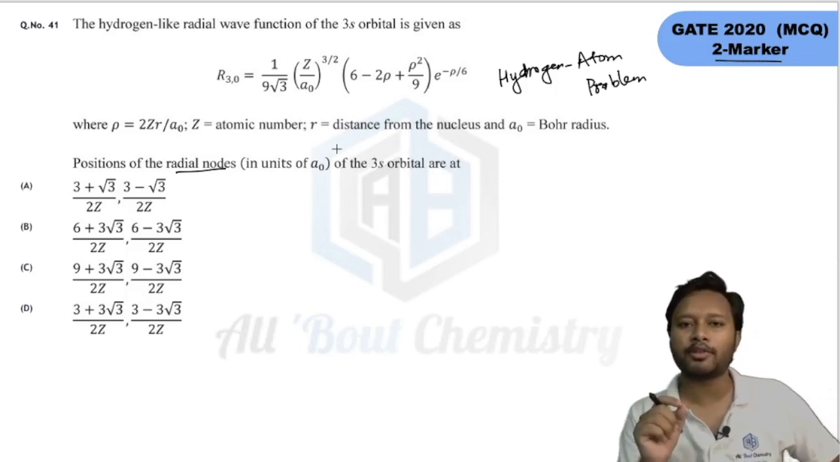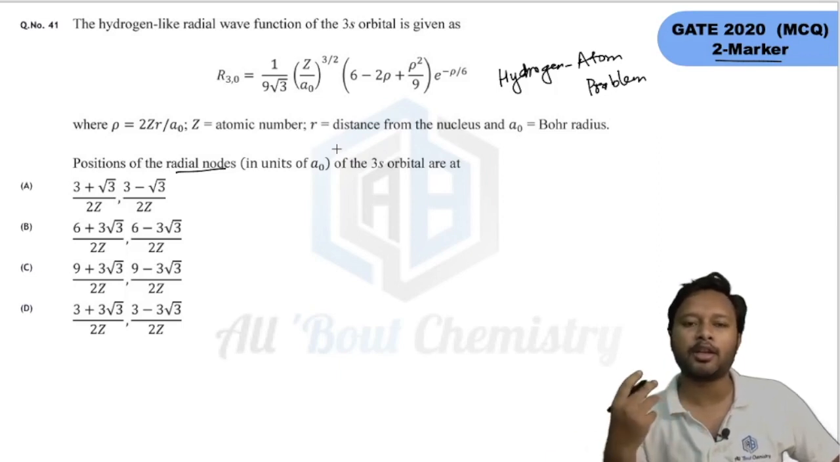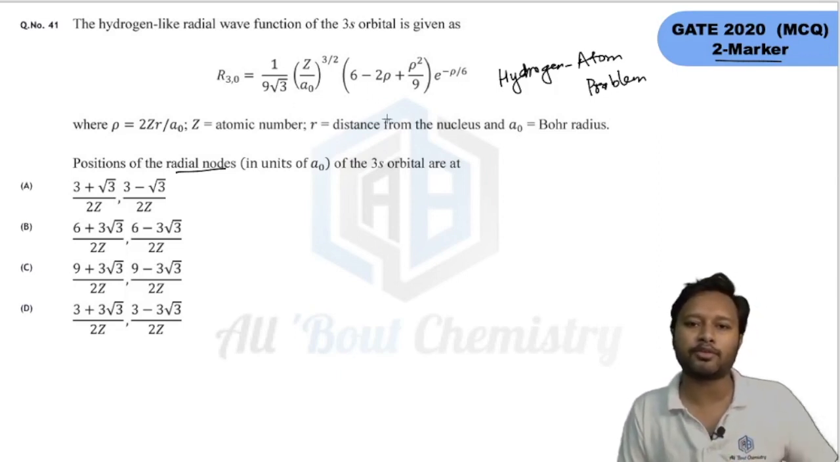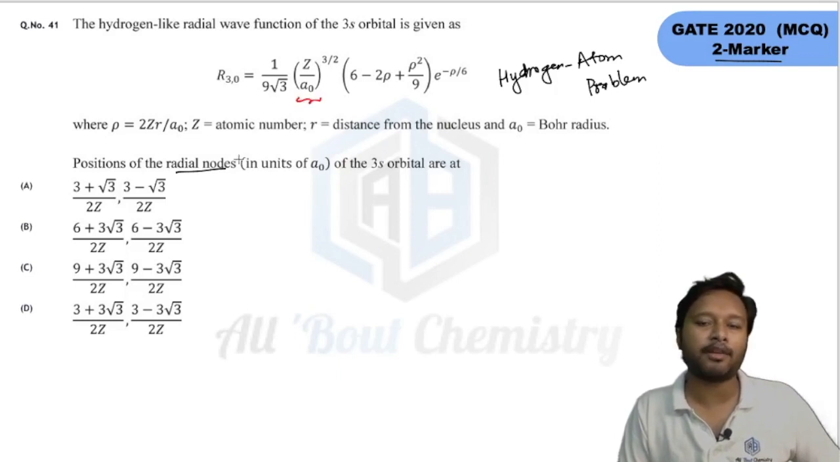What are nodes? Nodes are those points where the probability of finding the electron is 0. You don't find electrons over there. So in order to find nodes, you have to take this whole radial wave function equal to 0. That means either this part will be equal to 0, or this part will be equal to 0, or this part will be equal to 0.